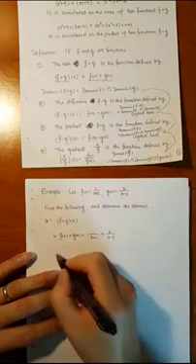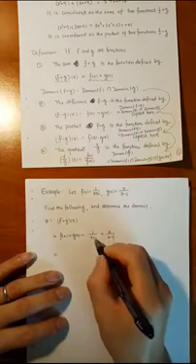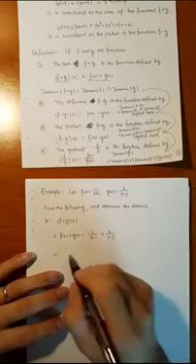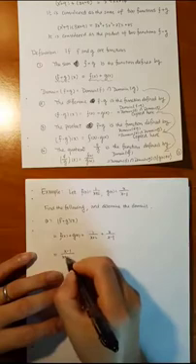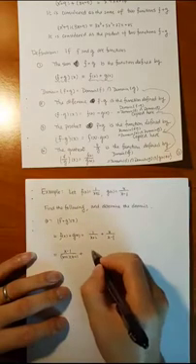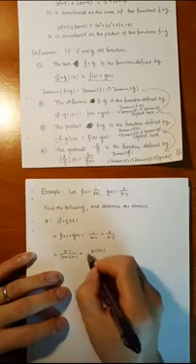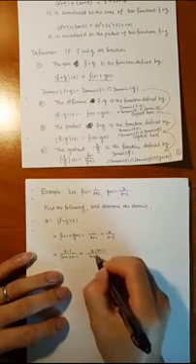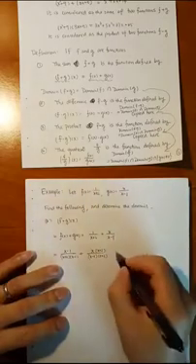So let's continue. We multiply the first rational function by the denominator of the second one in order to find a common denominator. And the second one, we multiply top and bottom by the denominator of the first one. So now they share the same denominator.